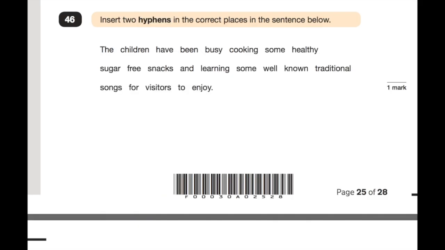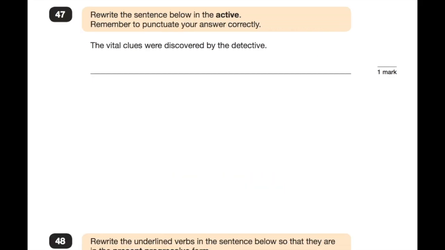Number 46, insert 2 hyphens in the correct places in the sentence below. So looking here, it says the children have been busy cooking some healthy sugar-free snacks. Now I know sugar-free is a word we've sort of created by using 2 words, so the hyphen goes in between. And learning some well-known, so again for this one, well-known joins these 2 words that we use regularly to make a sort of brand new word, well-known, traditional songs for visitors to enjoy. So there's your answer.